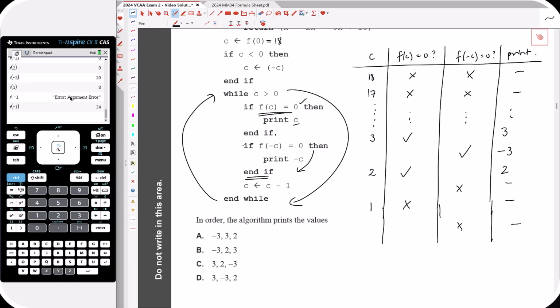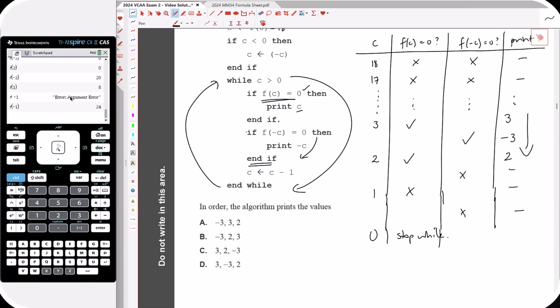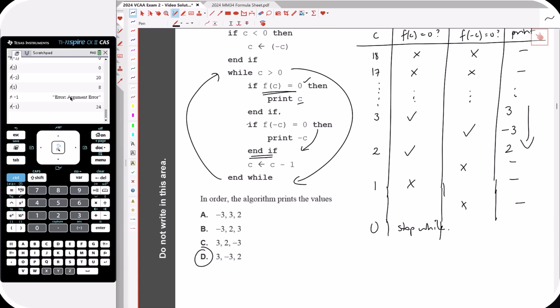And then we would subtract 1 from c again, and so we would get to 0. But the while loop is while c is greater than 0. So we're going to stop the while loop there. And that means we're going to get to the end of the code. So the output is going to be 3, -3, 2, printed in that order, and so that's D.